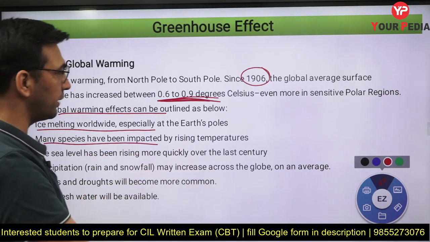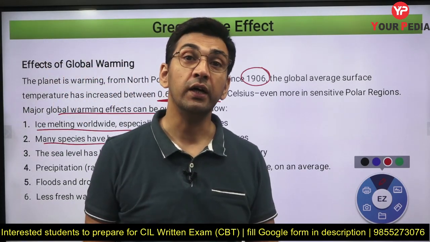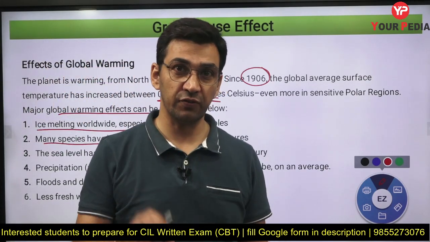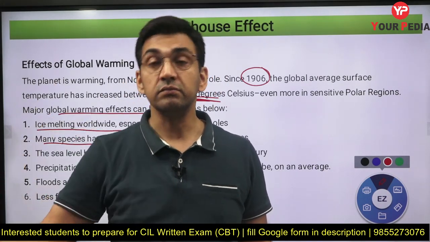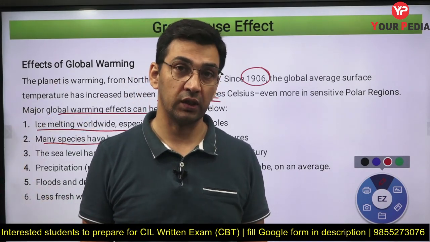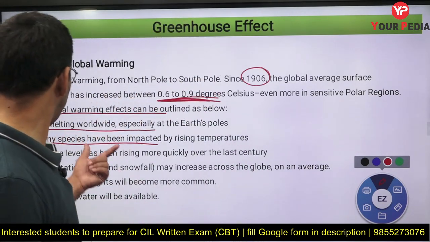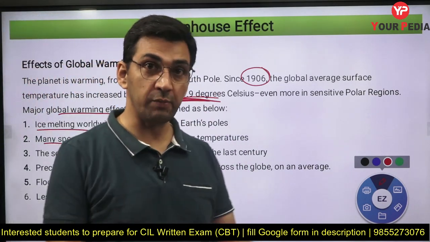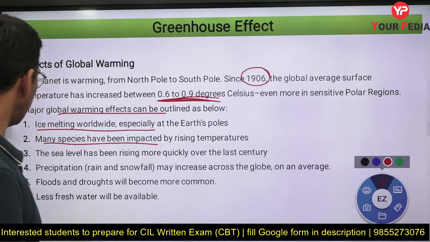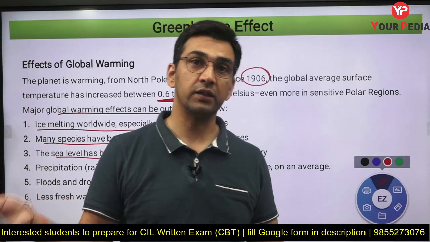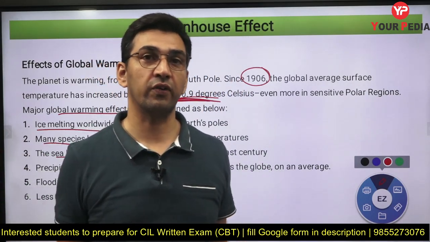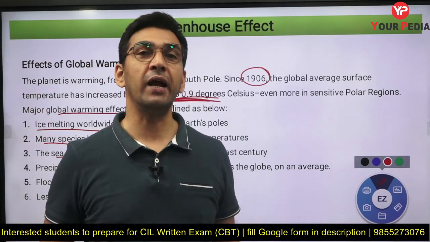There are many species which are very sensitive to temperature. If the overall temperature changes by a small amount, it is a threat to that particular life. Those species may vanish, so that is another effect. Sea level has been increasing. When you think of Antarctica, where you have a lot of ice, or the Arctic region also, it will melt over a period of time.